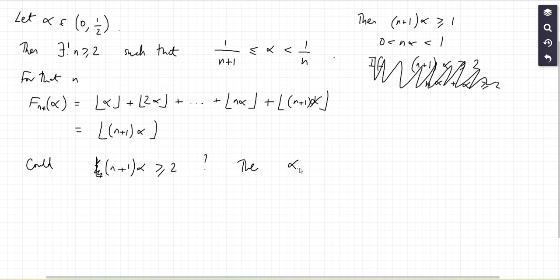Then alpha would be greater than or equal to 2 over n plus 1, but also less than 1 over n plus 1. So 1 over n plus 1 is greater than or equal to 2 over n. So 1 over n is greater than or equal to 2 over n plus 1. So n plus 1 is greater than or equal to 2n. So 1 is greater than or equal to n, so n is less than or equal to 1. And that's a contradiction.